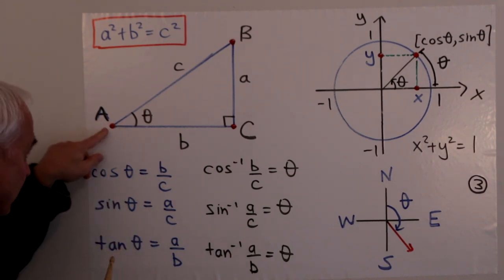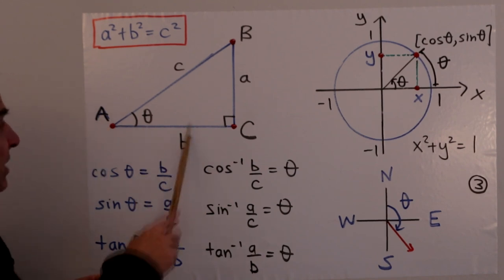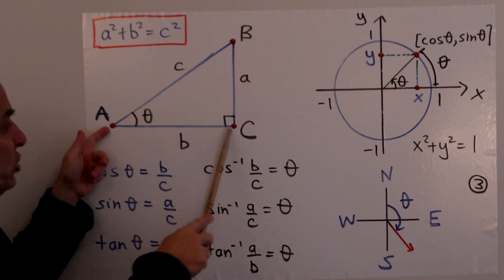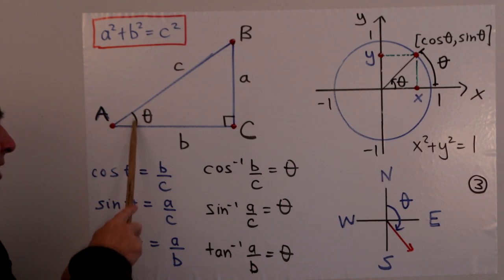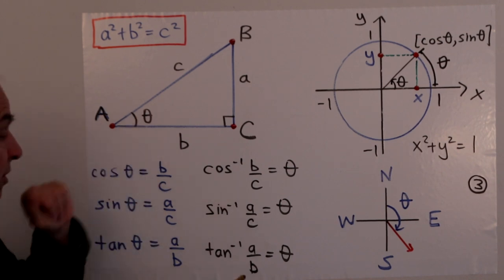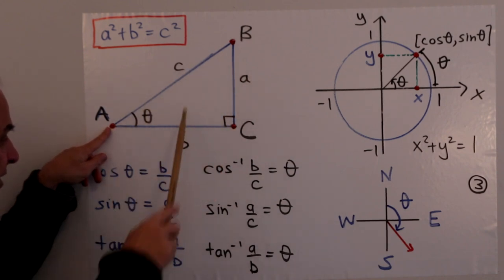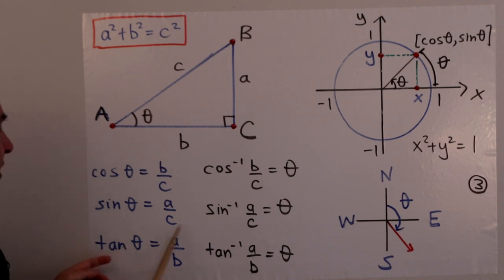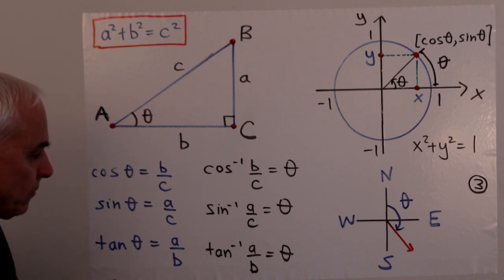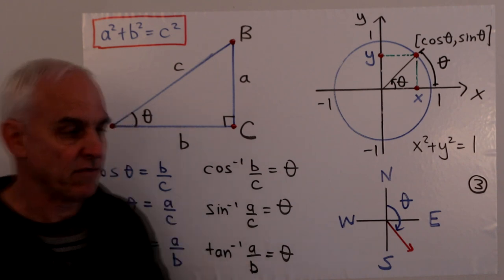So if we're looking at things from this point of view, from the point A, then the ratio, say, B to C, adjacent over hypotenuse, ends up being called the cosine of the angle here at this vertex. Let's call the angle theta. And again, from this point of view, the ratio A to C, opposite over hypotenuse, that's the sine of this angle. And then the ratio A over B is the tan of this angle. Okay, so those are your basic circular or trigonometric functions.